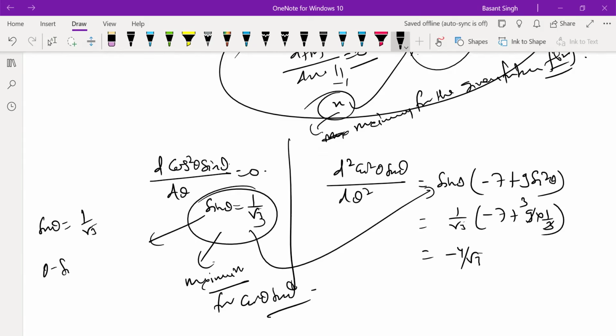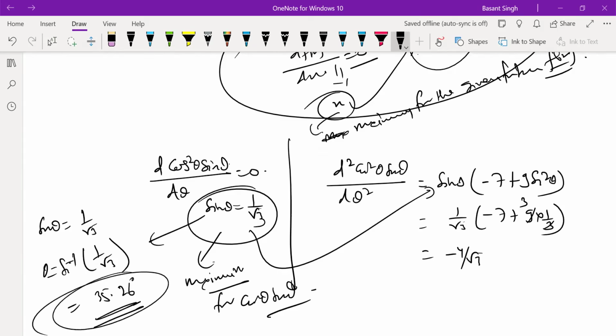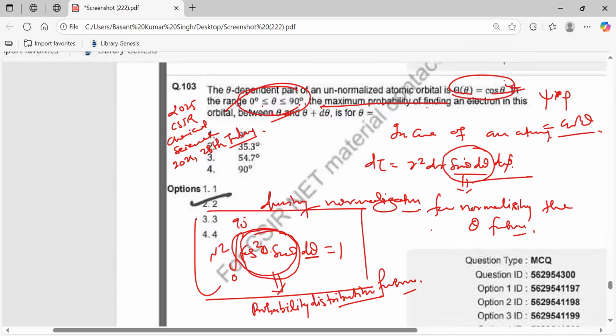So theta is equal to sin inverse of 1 by root 3, and this is equal to something like 35.26 degrees, and this is your answer, 35.26. That is given here, you see, that is given as 35.3.